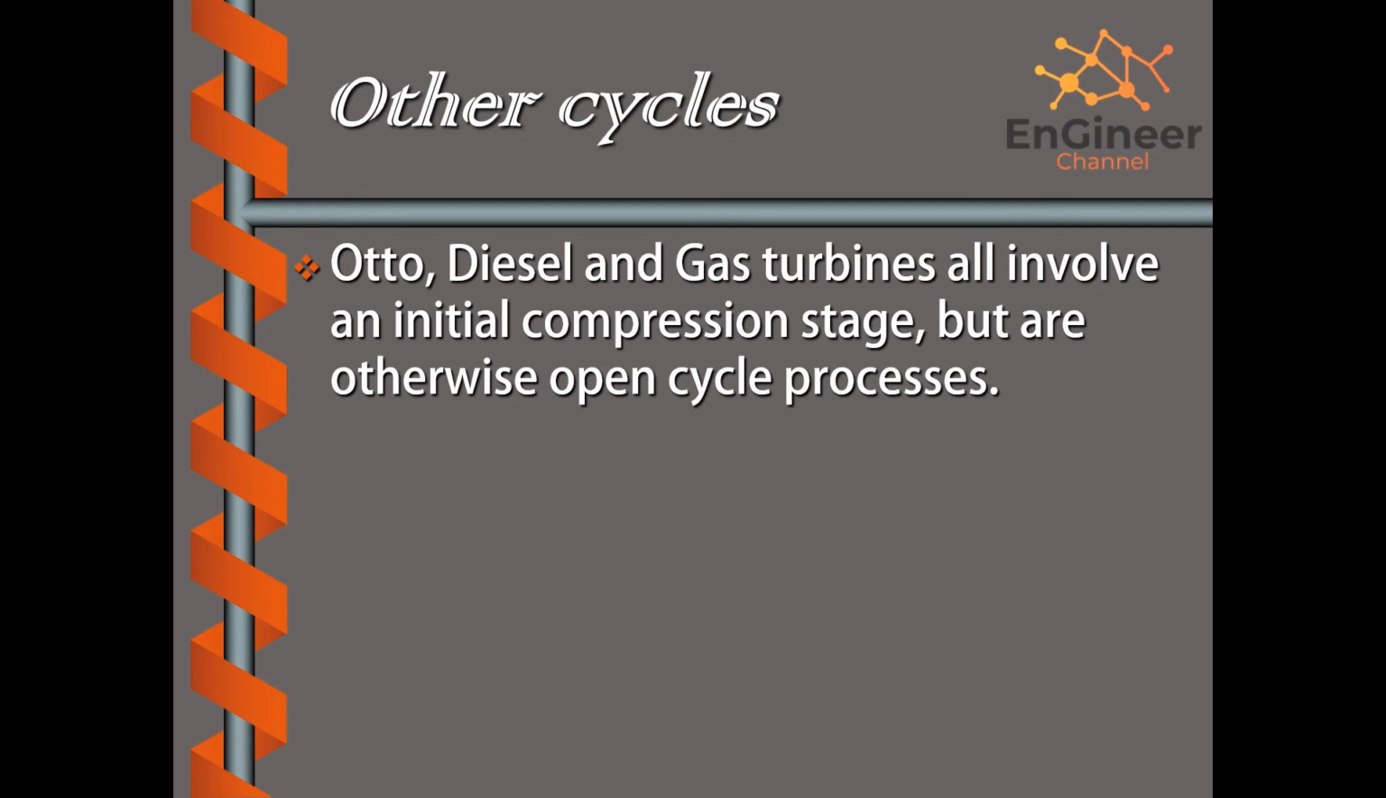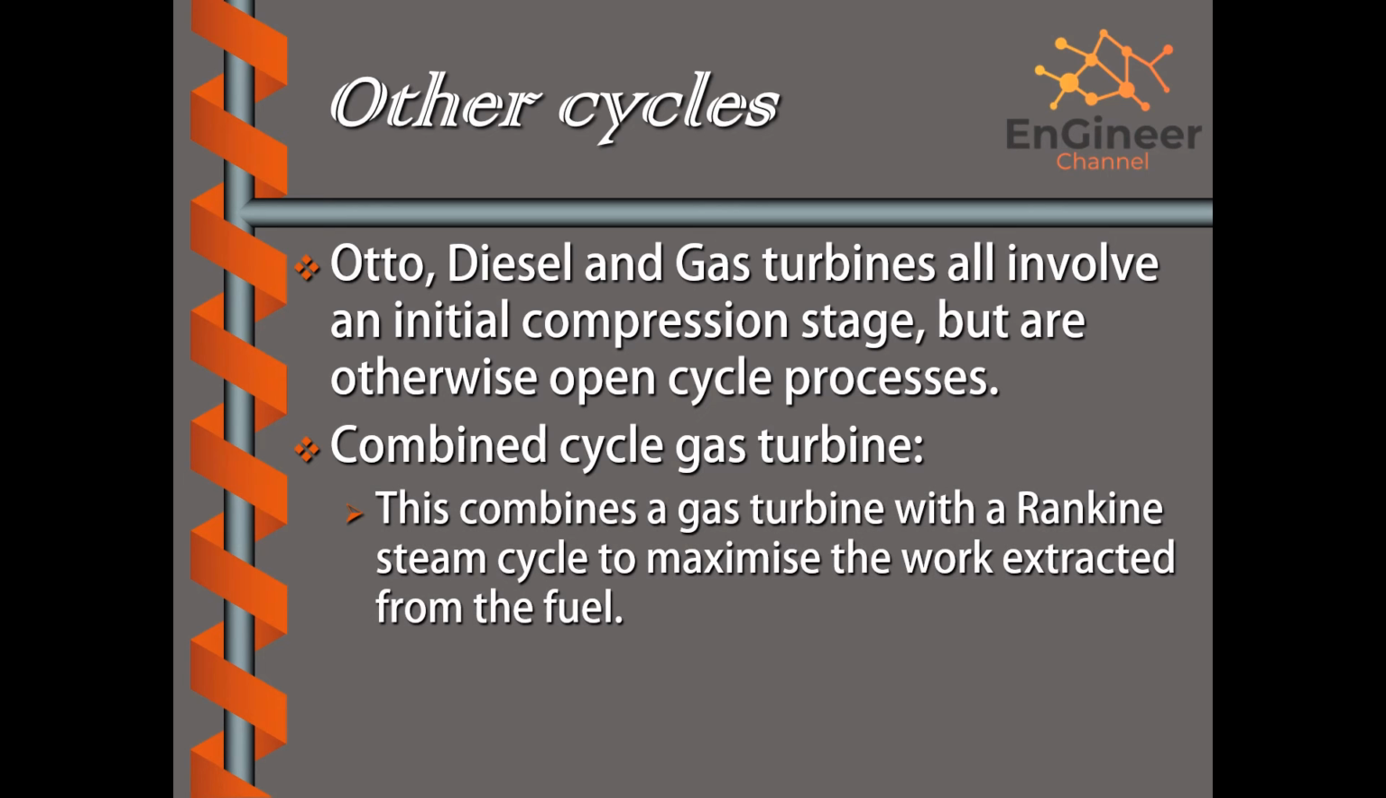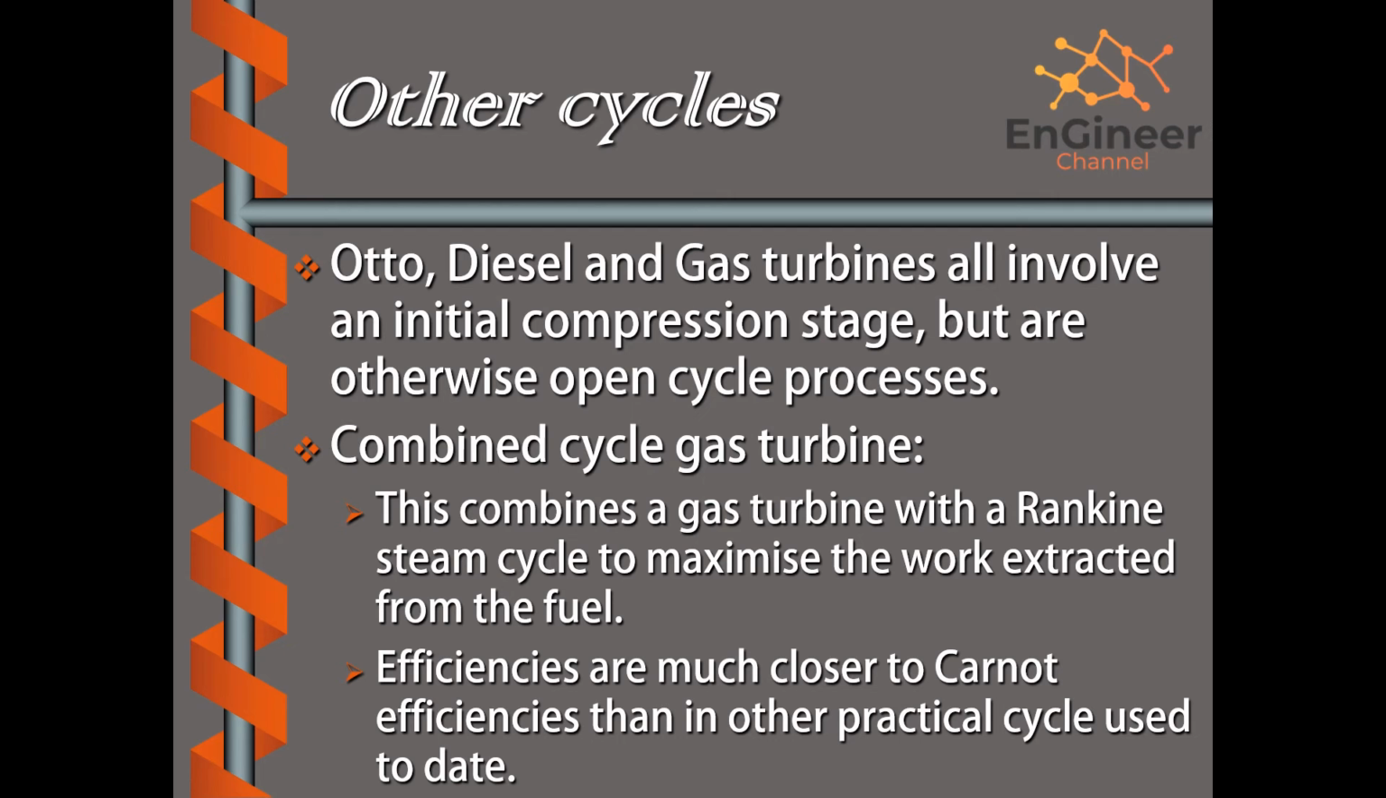Seeing now other cycles. Otto, diesel and gas turbines involve an initial compression stage, but are otherwise open cycle processes. Combined cycle gas turbine: this combines a gas turbine with a Rankine cycle to maximize the work extracted from the fuel. Efficiencies are much closer to Carnot efficiencies than in other practical cycles used to date.